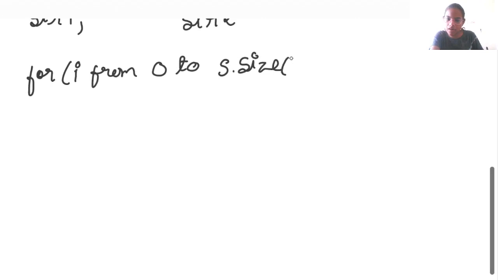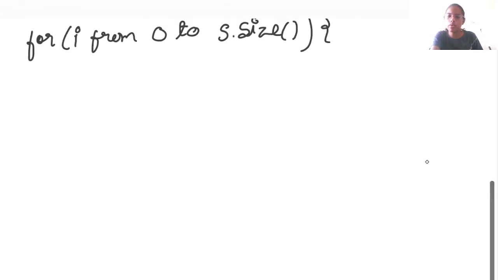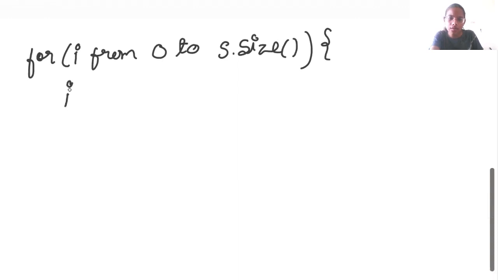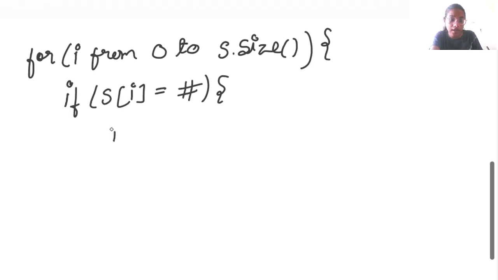Now I will directly write the pseudocode for str1. For i from 0 to s dot size, all the characters of s will be stored in str1 and of t will be stored in str2. What we need to do is check for a condition. If s of i is equal to hash, then we need to check whether str is empty. If str is not empty, then only pop the element, otherwise don't pop off the element.